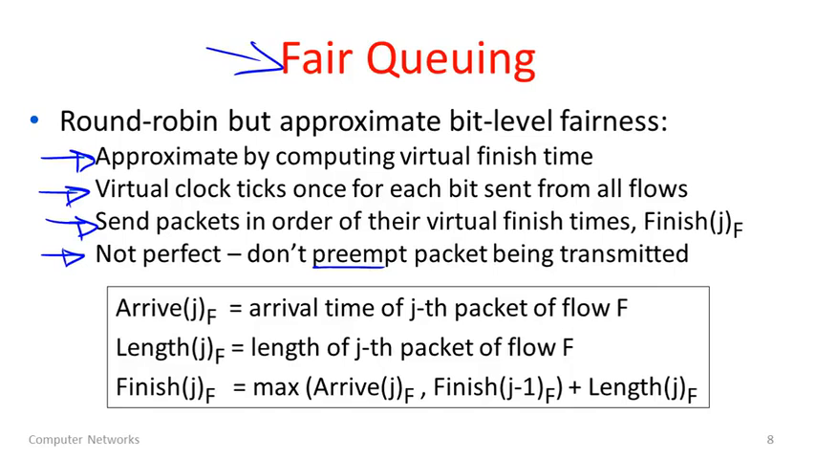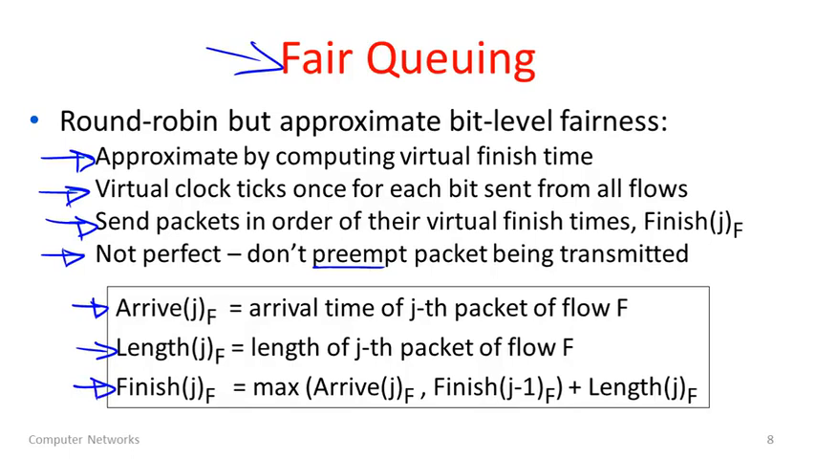Okay, all of this might sound a little mysterious, but let's just try and work through the formulation and an example to see how it would work. To do that, I need to present you with a bit of notation. Here's the notation. So let us define arrive J of F to be the arrival time of the jth packet for flow F. Length of J of F is the length of that packet. These are just inputs, these first two. What we're trying to compute is the finish time for J of F.